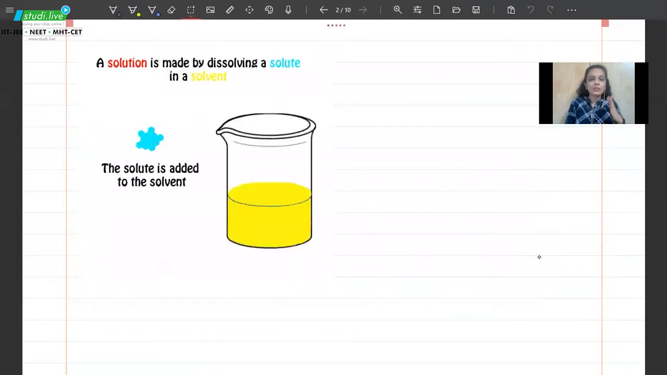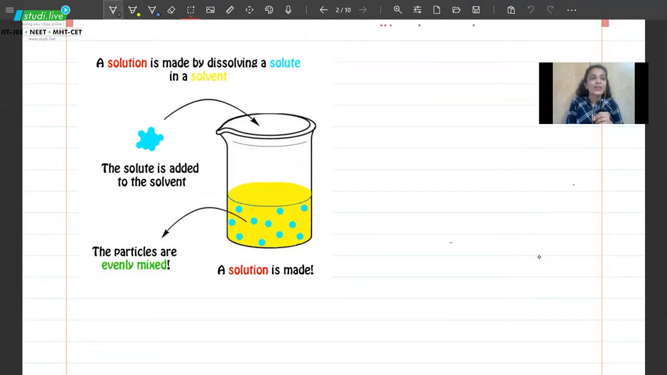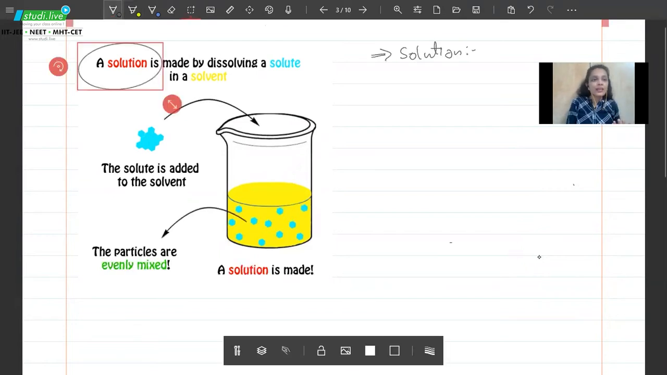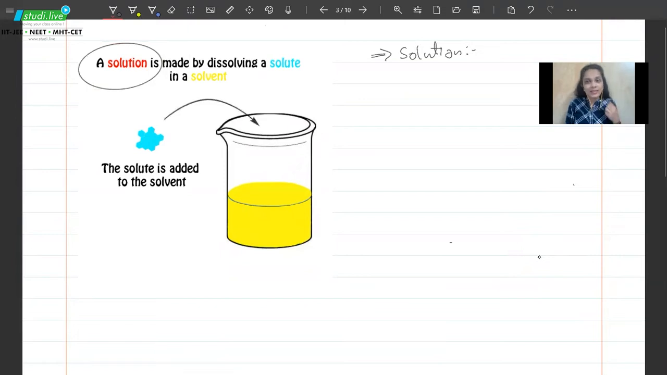Now before starting the solution chapter, it is very important for us to revise what exactly a solution is all about. Yes or no? Obviously, on your screen you can see this part. Solution is made by dissolving solute in the what? In the solvent. So let's see over here. Solute is added to the solvent. Solute is getting dissolved to form the solution.